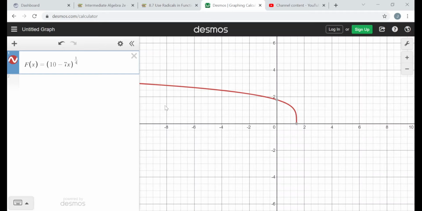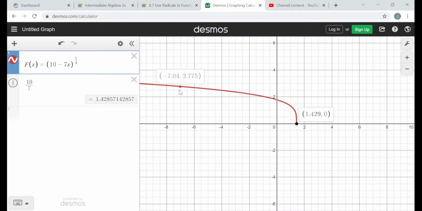1.429, right? That's 10 sevenths. Let me show you. 10 divided by 7 rounds to 1.429. It's 1.42857, and that 1.42857 would keep repeating. But yeah, so this is x equals 10 sevenths, and then every point on the graph has an x value less than 10 sevenths.